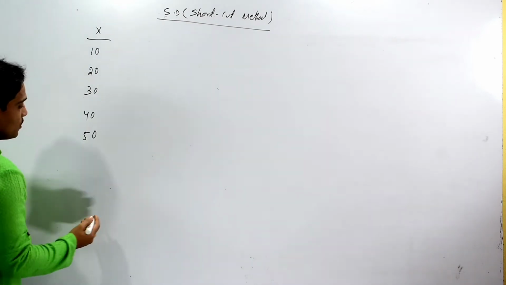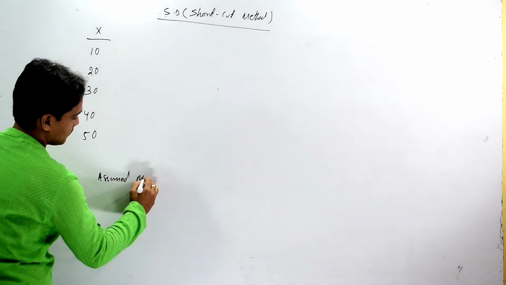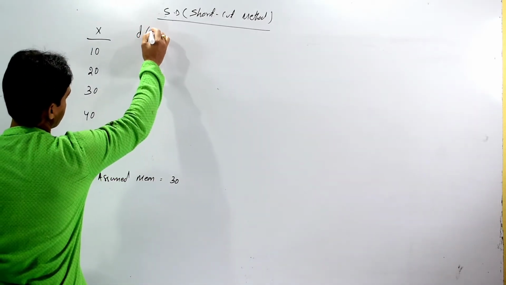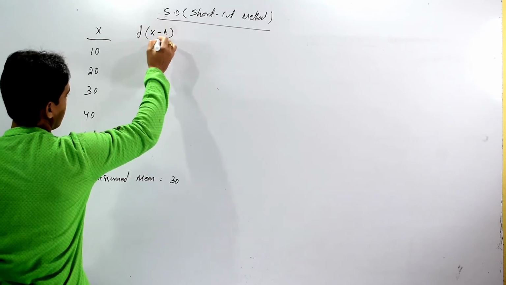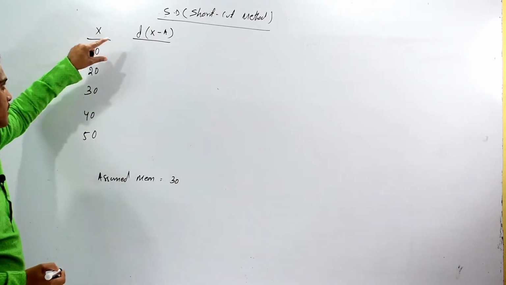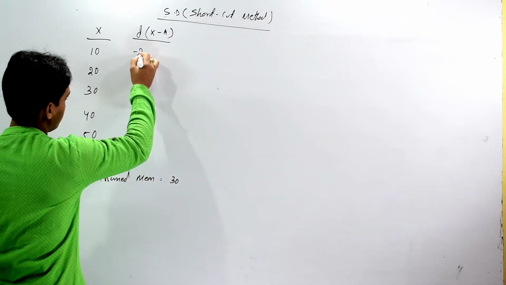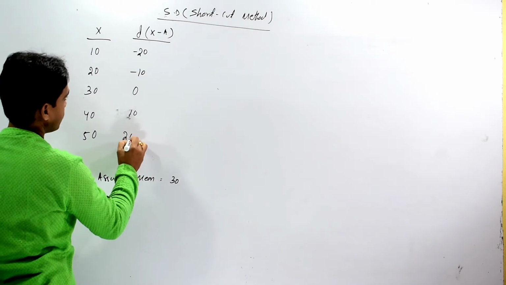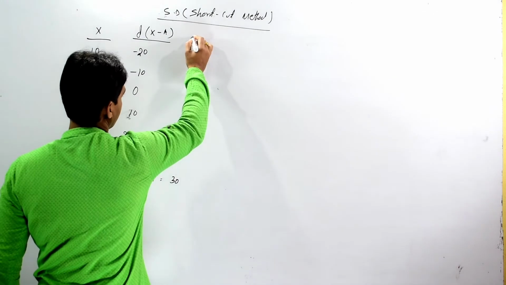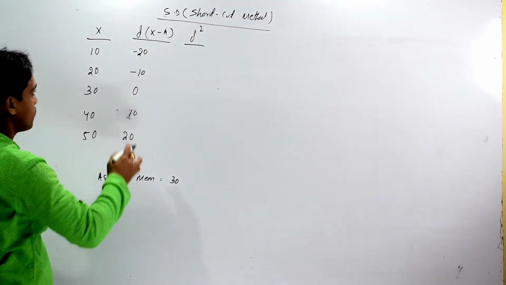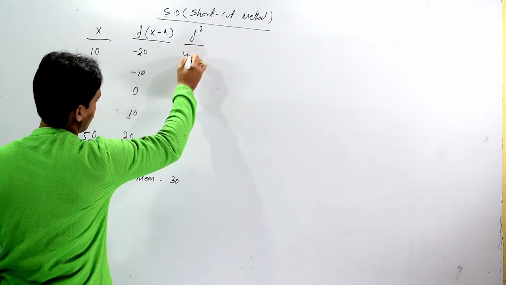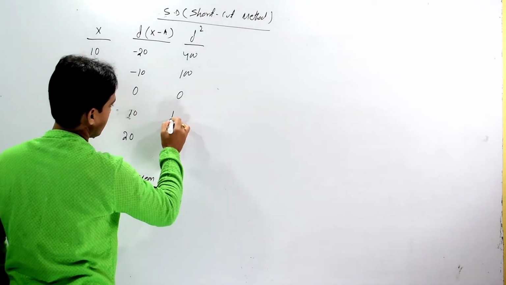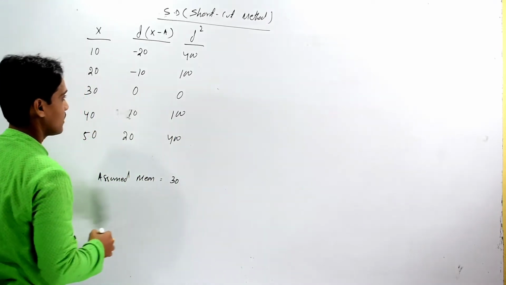First of all, we should take an assumed mean, that is 30, of the given series, and then we should find out the deviation, that is x minus a, our assumed mean. So d is 10 minus 30, that is minus 20, minus 10, 0, 10 and 20. Now we should find the square of the deviation, that is d square. So minus 20 square is 400, square of 10 is 100, square of 0 is 0, 10 square equals 100, and 20 square is 400.